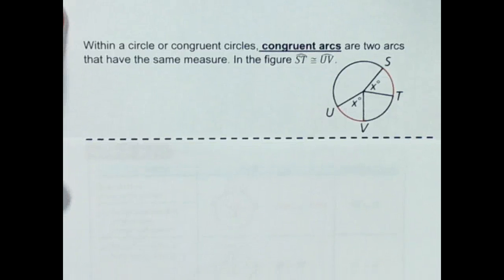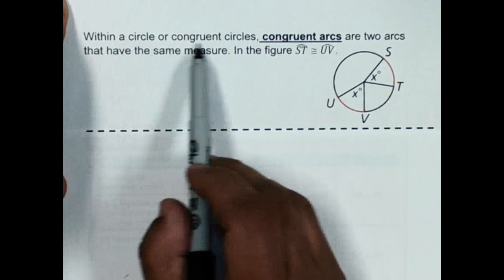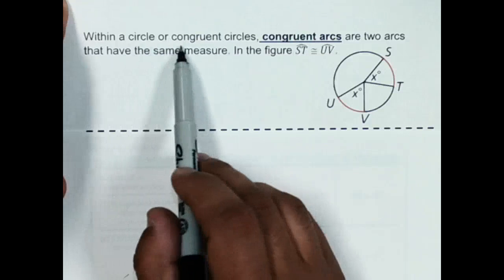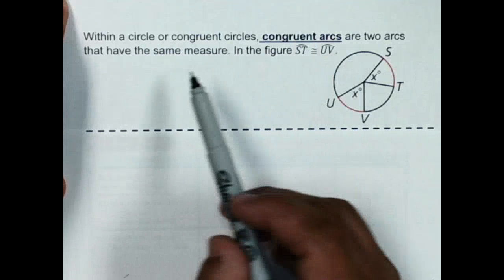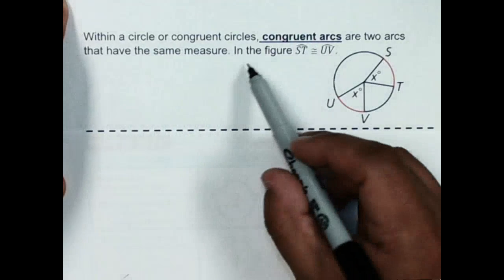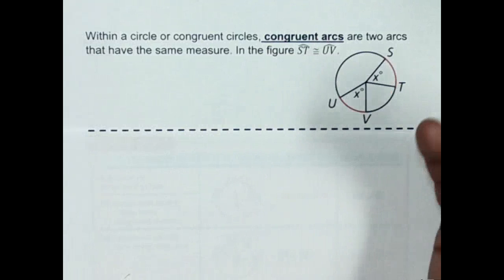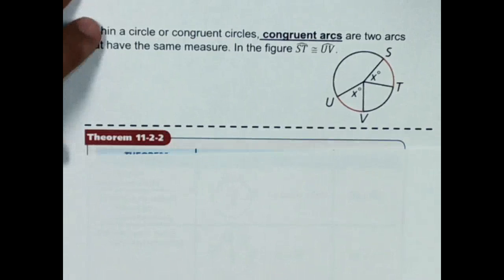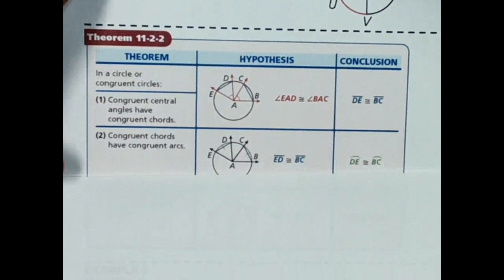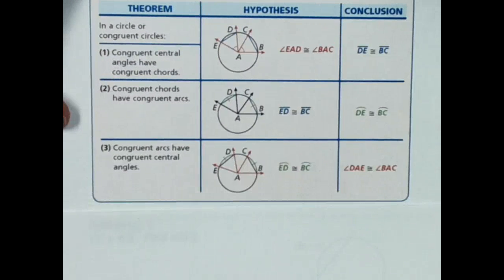All right, some more information. In a circle or congruent circles, congruent arcs are two arcs that have the same measure. So in the figure, arc ST is congruent to arc UV. That's just saying that it's possible to have congruent pieces.